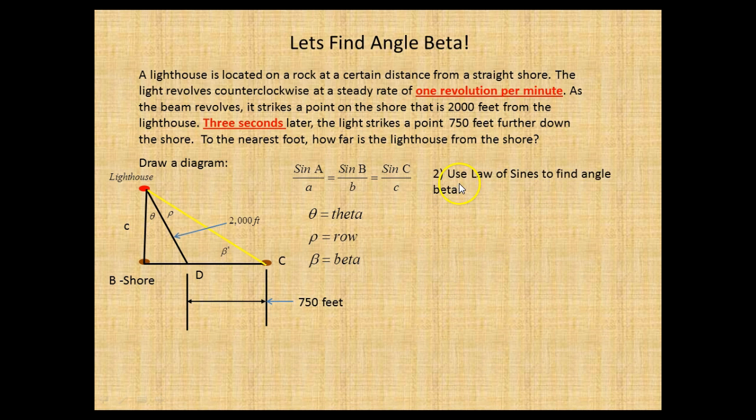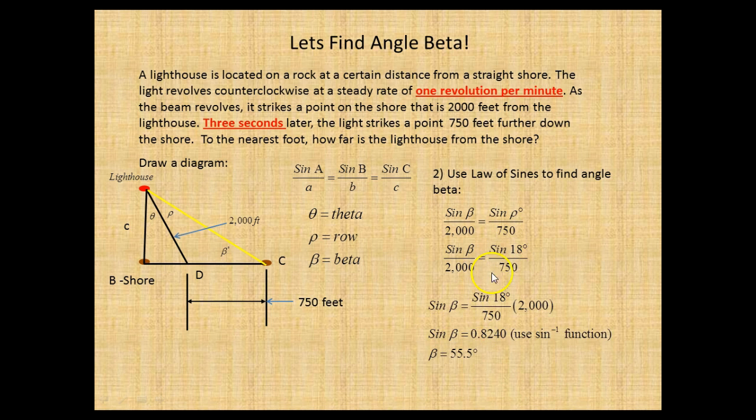Okay. Number 2, use the law of sines to find the angle beta. Now, we're familiar with the law of sines. The sine of angle beta, what's the leg opposite angle beta? 2,000 feet. And the sine of rho, what's the leg opposite rho? 750 feet. So the sine of beta divided by 2,000 feet is equal to the sine of rho divided by 750 feet. What is rho? 18 degrees.